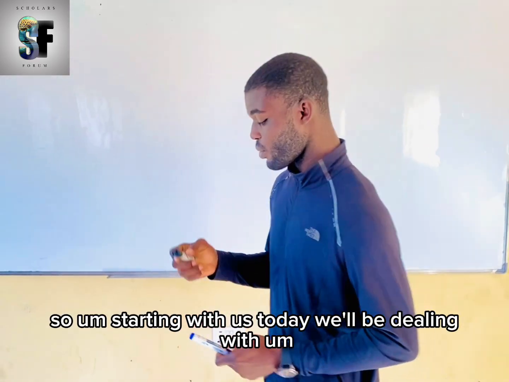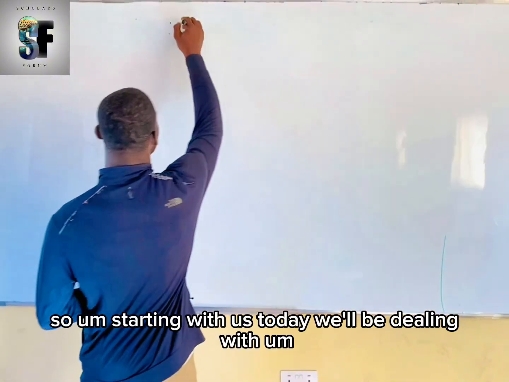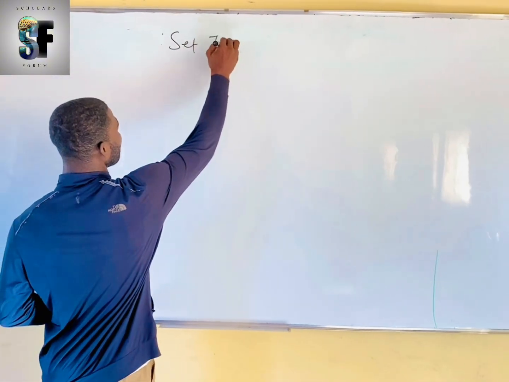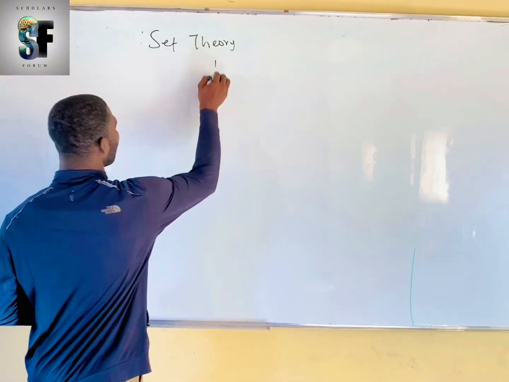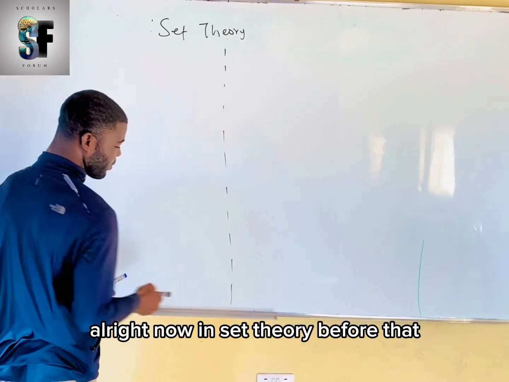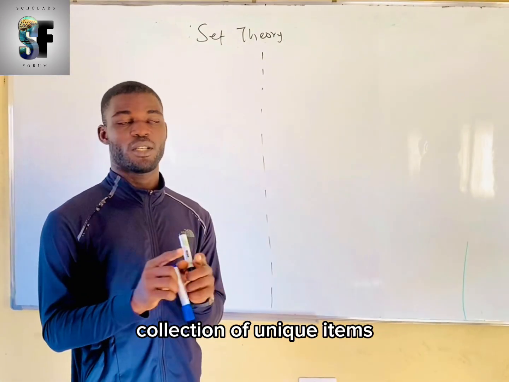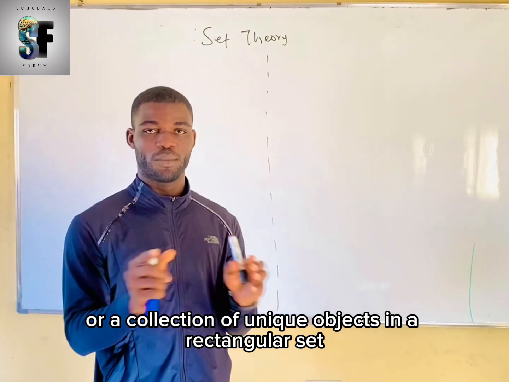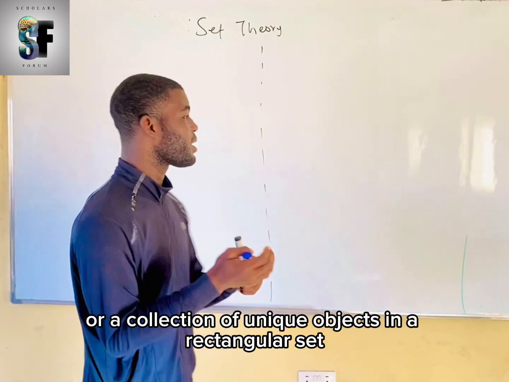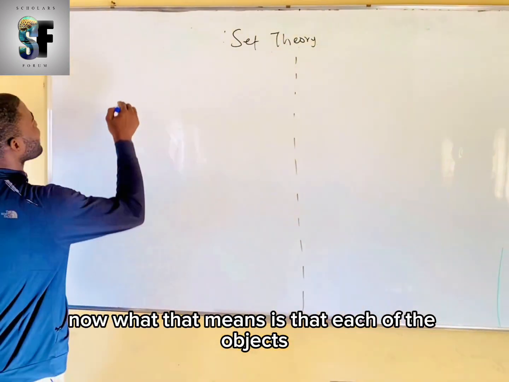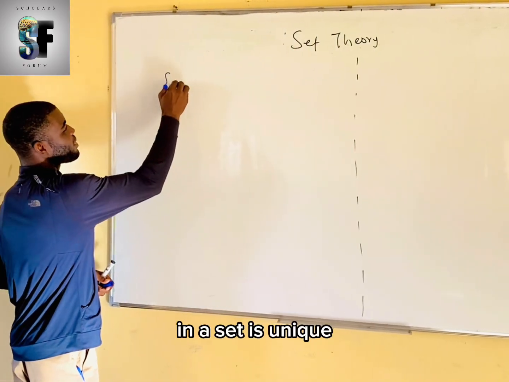So starting with us today, we'll be dealing with set theory. Alright. Now, in set theory, we further explain that a set is a collection of unique items or a collection of unique objects. What that means is that each of the objects in a set is unique.